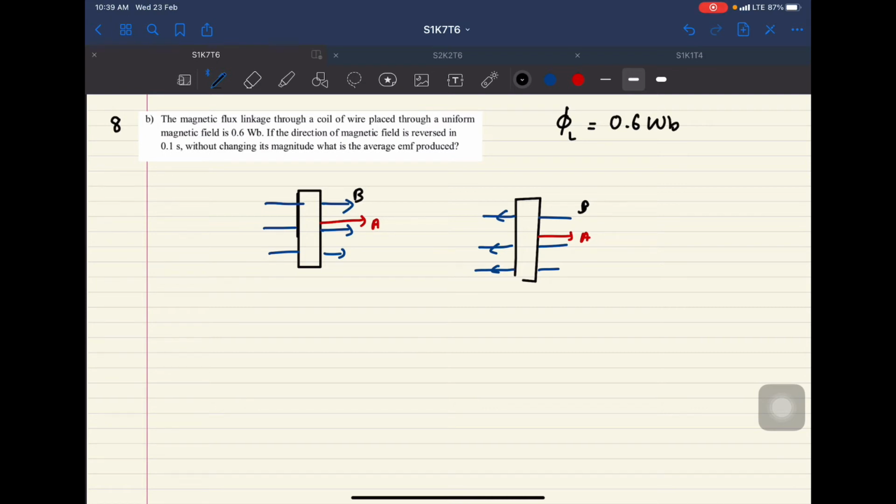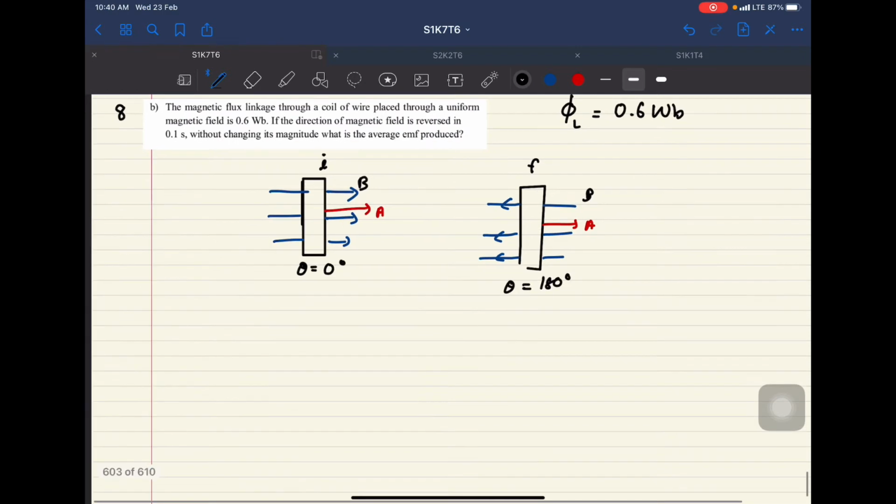If the direction of the magnetic field is reversed, you can imagine that this is the position of the coil, in the same direction. The only thing that is changing is actually the magnetic field in this case. So this is the initial part, and this is the final part. Initially B and A are in the same direction, so theta is equal to 0. In this case, theta is equal to 180.